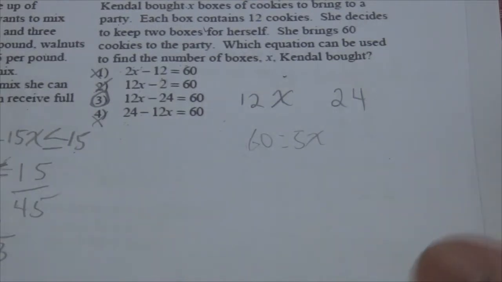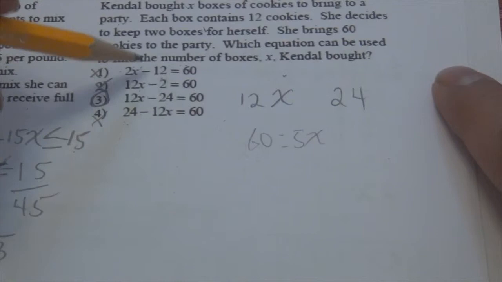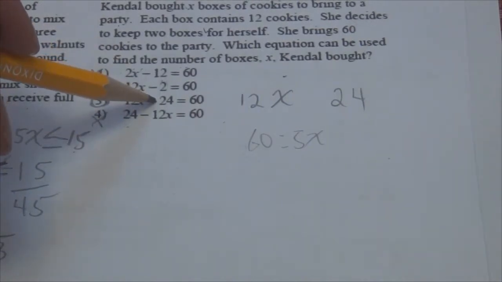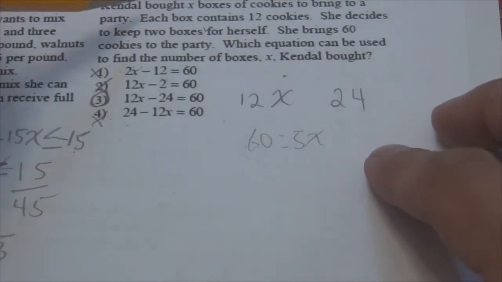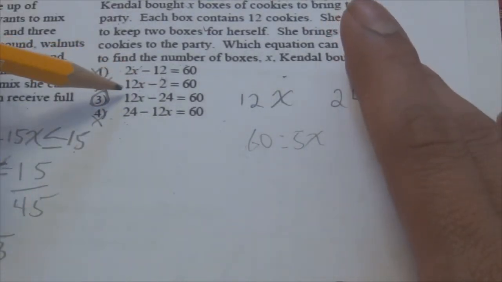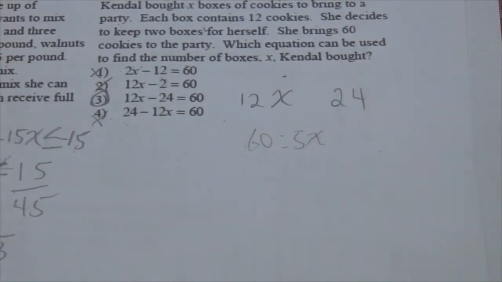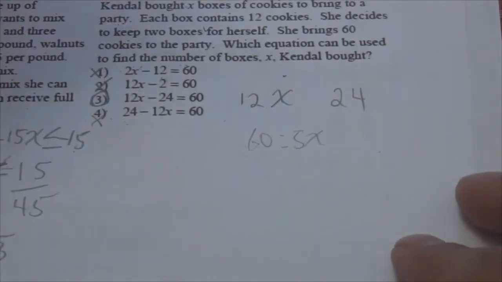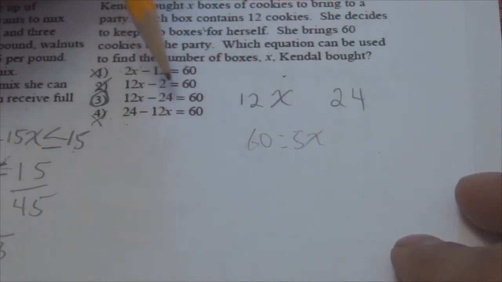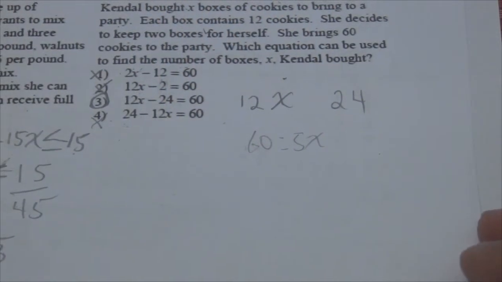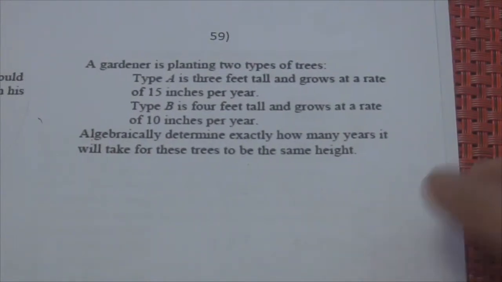Now, if I were to actually solve the equation, I would get 60 plus 24 is 84. 84 divided by 12 is 7. Yes, that makes sense. I'm sorry, you didn't have to do that, I just wanted to analyze what's going on. So in reality, she had 7 boxes. She bought 7 boxes, and only took 5 boxes to the party. So, next question.